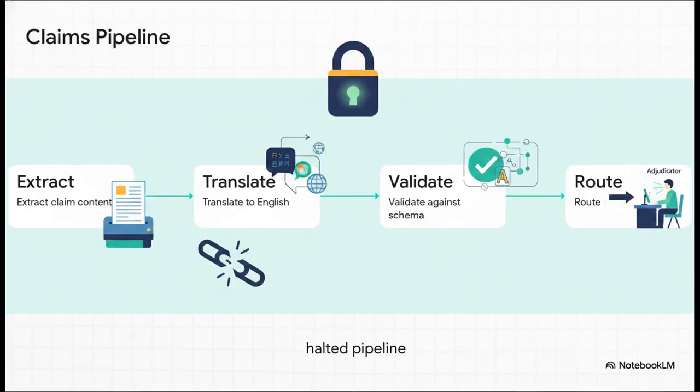Let's actually apply that golden rule to the Govern Global Claims pipeline. The process flows like this. Step 1, extract the claim. Step 2, translate it. Step 3, validate it against a schema. And Step 4, route it to an adjudicator. Now, can you translate the claim before you even extract the text? No way. Can you validate it against a schema before it's translated into English? Also no. Every single step fundamentally depends on the completion of the step right before it. This is the textbook definition of sequential orchestration. If Step 1 fails, the whole pipeline just halts.